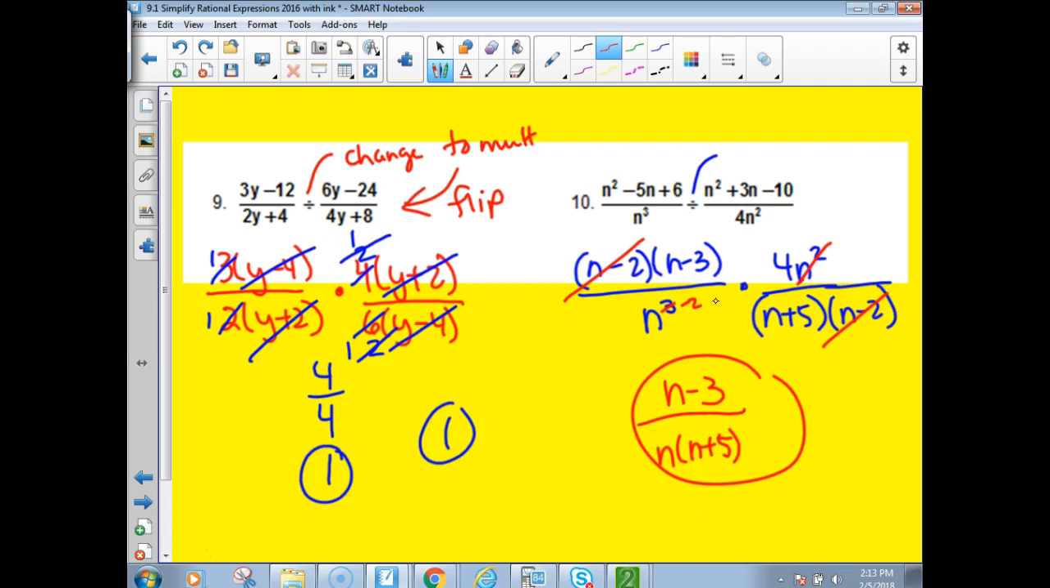Did I do everything right? Oh, I forgot about my 4. It's still there. No one got rid of him. So 4 in parentheses times n minus 3. That happens. Try not to forget anybody. I think I just have a couple more.